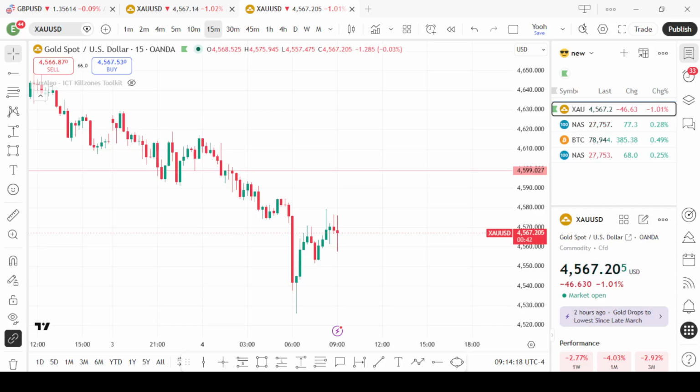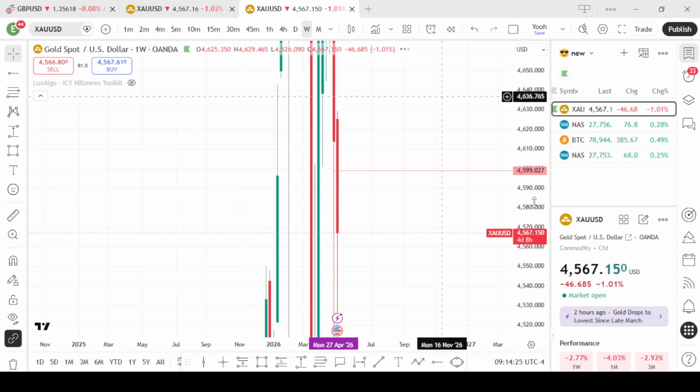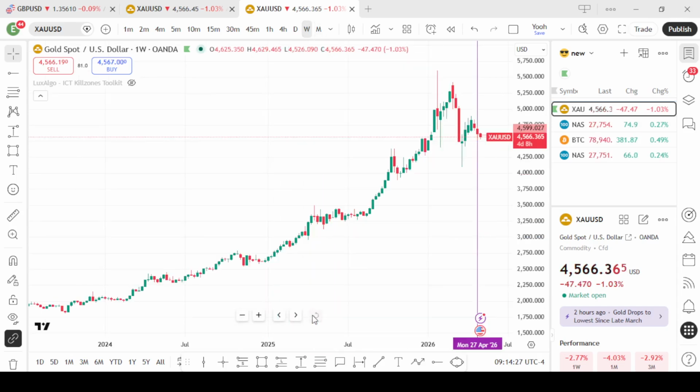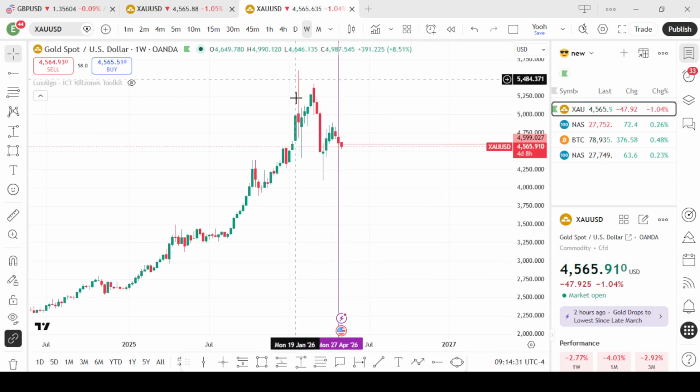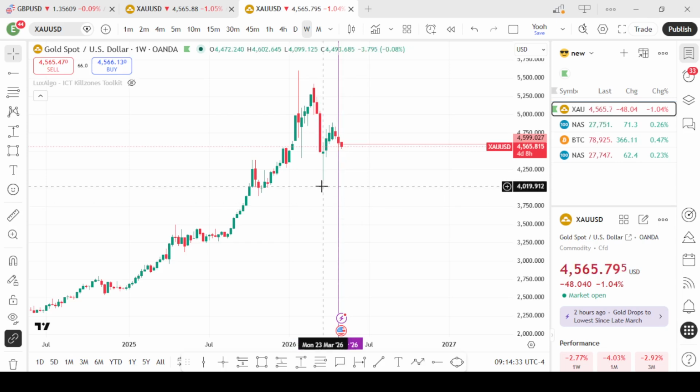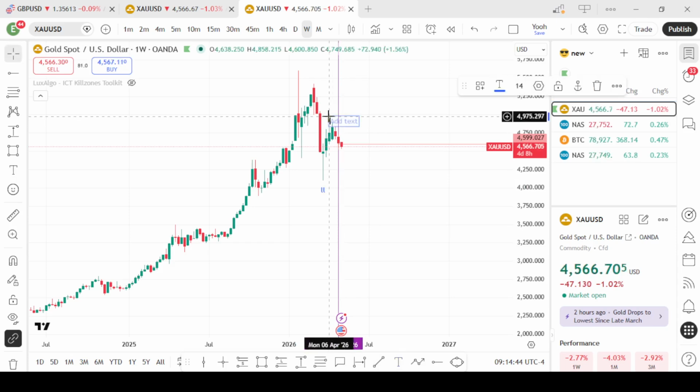Okay, now let's analyze gold. Let's see on the weekly what is there. On the weekly, we are beginning to form lower lows, lower low, lower high, lower low. And this is a lower high.